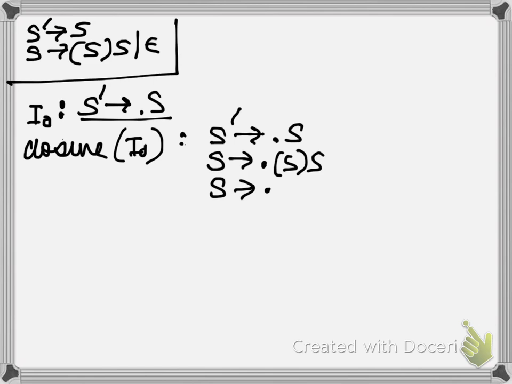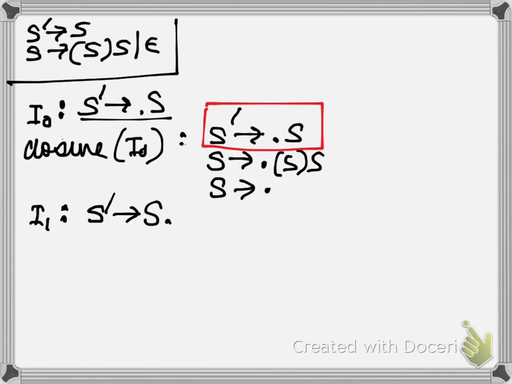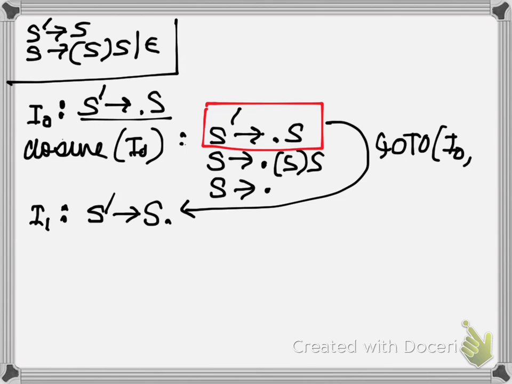Now I have to go on constructing the sets. So let me take this particular item. My next item, let me call it I1, starts with S dash. That means I have already seen S. So S dash on S, what will it go to? It will go to S dash derives S dot. Here it had not seen S, but now it has seen S. So this is nothing but your goto I0 on S.